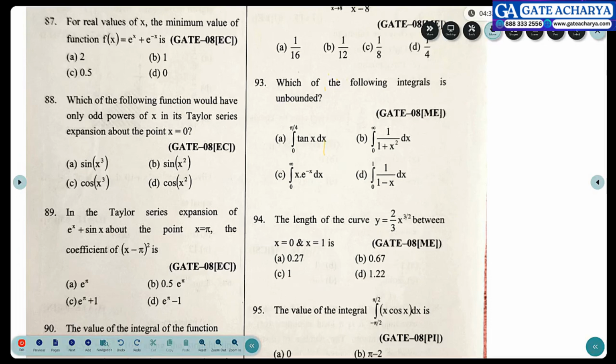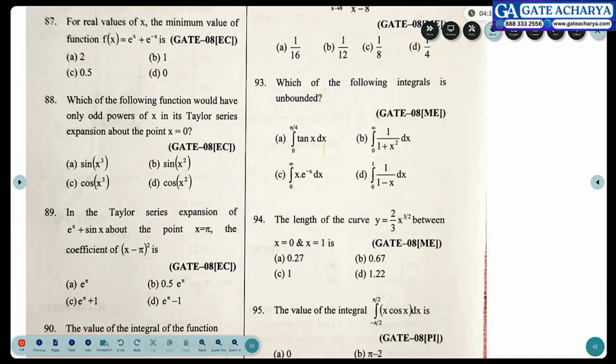So all you have to do is, first of all, write the expansion of sin x. What is sin x equal to? x minus x cube by 3 factorial plus x raised to 5 by 5 factorial, like that it will go on. Now replace x by x cube in each and every term, on both sides.